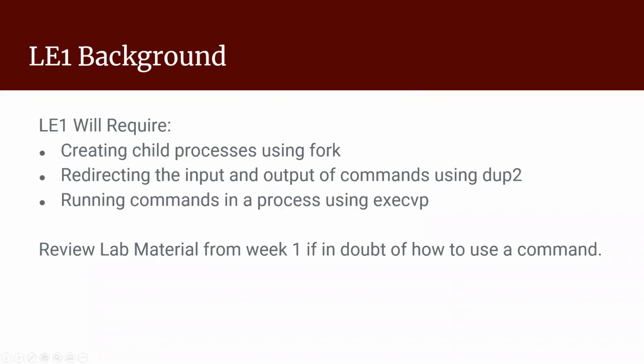So like I said, LE1 requires creating child processes using a fork. So you're going to create two processes. They will run two different commands. You are going to pipe the output of the first command into the input of the second command using an unnamed pipe with dup2. And we are going to be running these commands using execvp. So I would like to reference back to lab material from week 1, specifically 1B, if you have a question about commands, also going through more examples in depth.